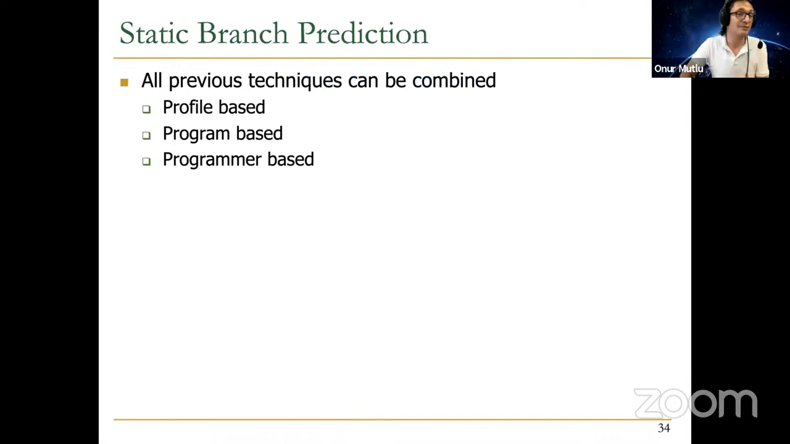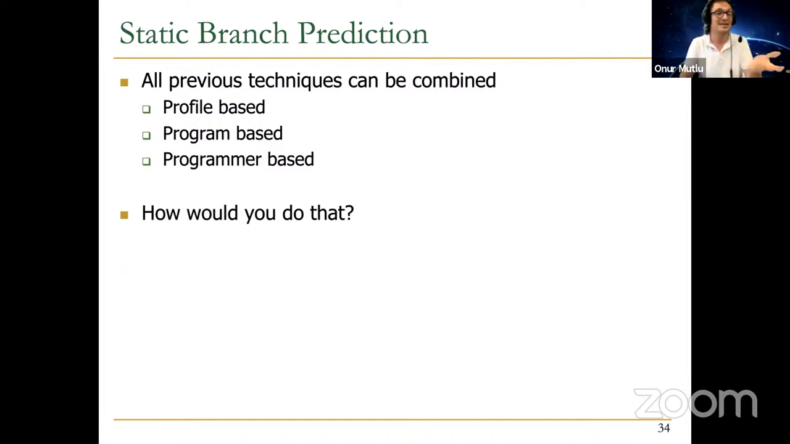Okay, so we're almost done with static branch prediction. Essentially, all previous techniques can be combined also. It's obvious again, right? Like everything else that we discussed, you can combine many different techniques. You can combine static branch prediction techniques also. The question is how, of course. And I'm going to leave you with the questions on this slide. How would you combine them? Do you override the decision of the programmer? If you're a compiler, do you override the decision of the programmer? Who do you trust more, basically? That's a tough question, actually.